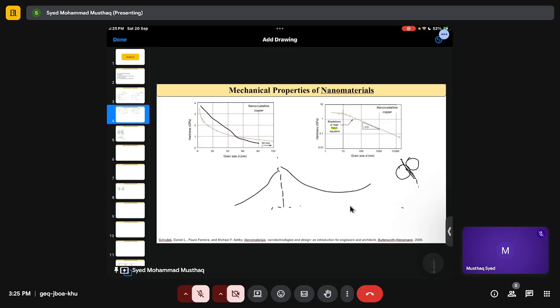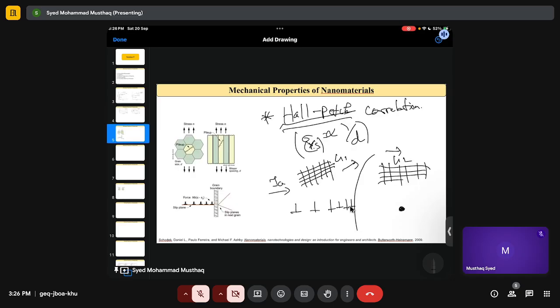Okay. So everything in the nanoscale is different. It will not be the same as the mechanical properties of bulk solids, right? And then, yeah, so everything is done.